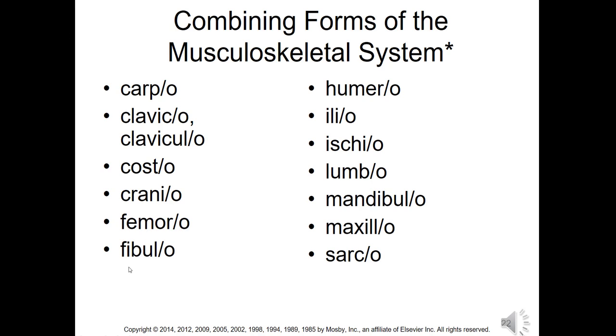Fibulo is the fibula, which is part of the lower leg. Humero is the humerus. Ilio is the ilium. Ischio is the ischium. Lumbo is the lumbar region of the spine. Mandibulo is the mandible, or the lower jawbone. Maxillo is the maxilla, or the upper jawbone. Sarco is the sacrum. Notice how, actually, this is supposed to say sacro, not sarco. Sacro is sacrum. This is misspelled.